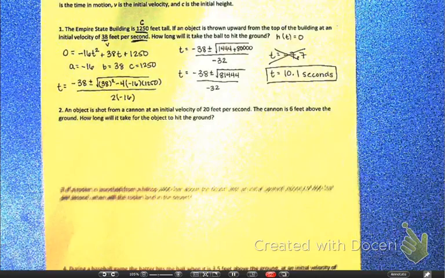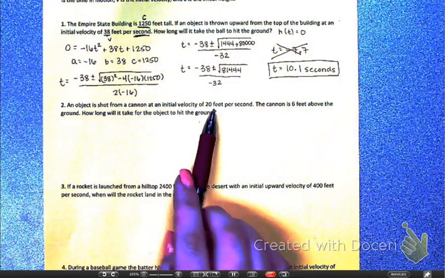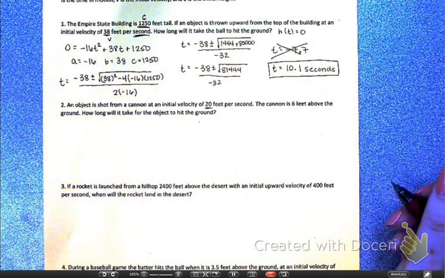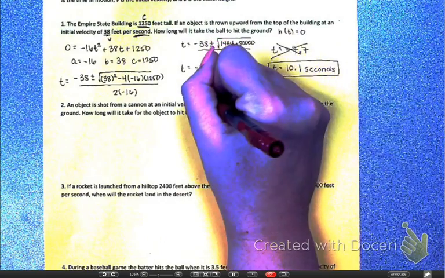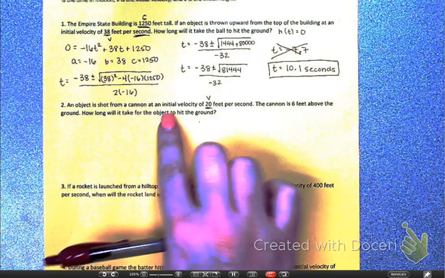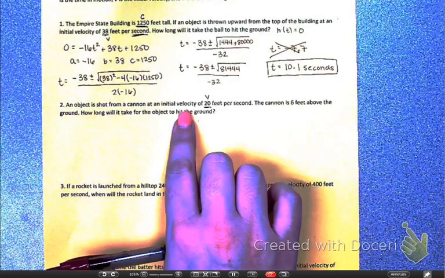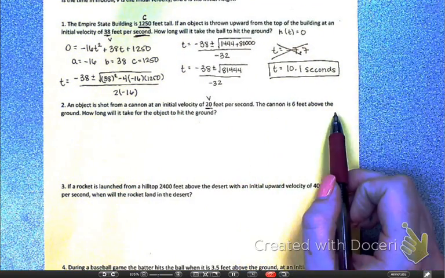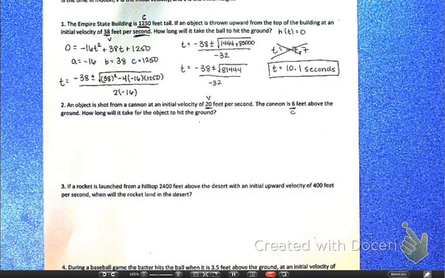Okay, so an object is shot from a cannon at an initial velocity of 20 feet per second. So what's that 20 feet going to be? C. What? Your velocity. It's V. It says initial velocity. I had the word initial. Okay. The cannon is 6 feet above the ground. That's C. Your starting height is C.